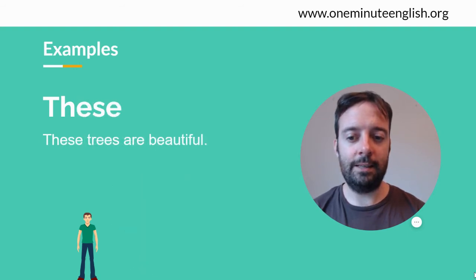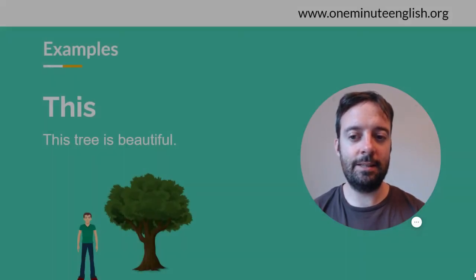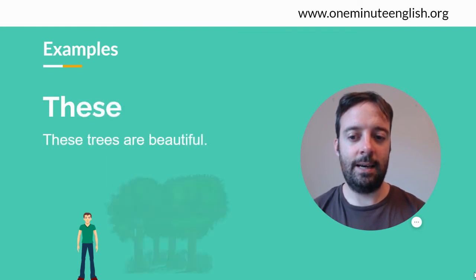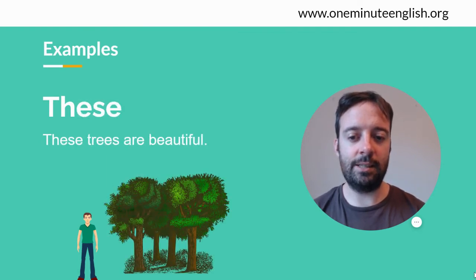Okay, now we have these. These trees are beautiful. Listen to the difference between this and these. And these trees are beautiful. Okay, this is for the plural. Okay, it's still near him, but it's plural. This, these.